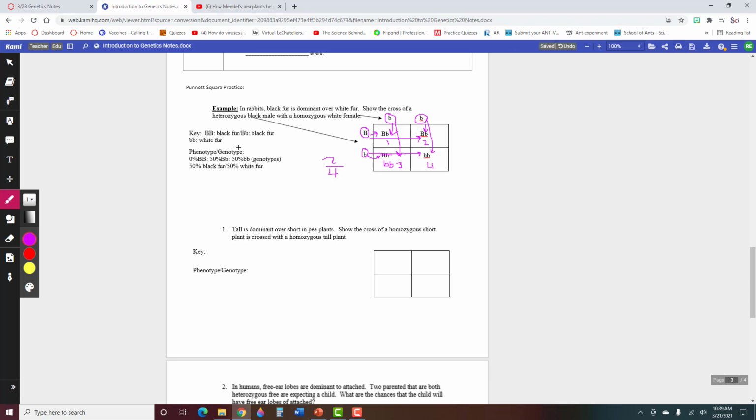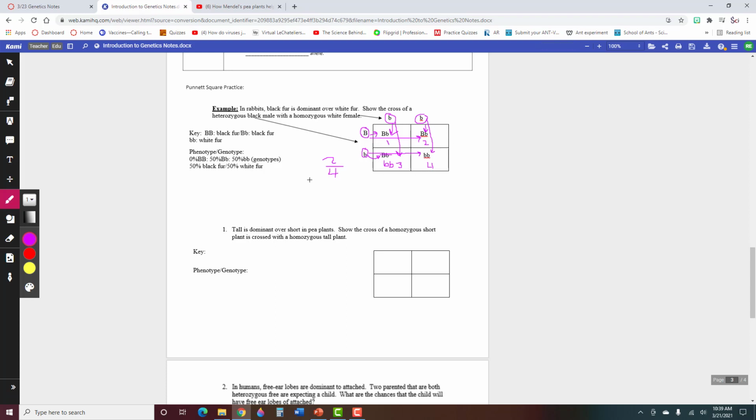So list those in percents. That's the most common thing. 2 out of 4. And then for lowercase b's, we got 1, 2 out of 4 again, so that's 50%. And then black fur and white fur, so you have 50% black fur and 50% white fur. These two on the top are black fur, and these two on the bottom are white fur.